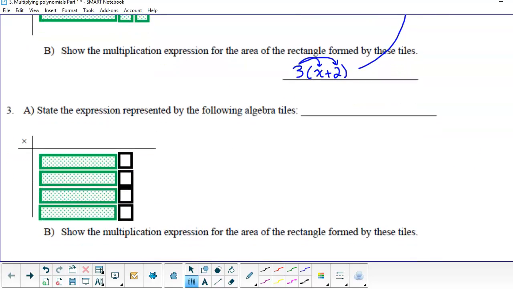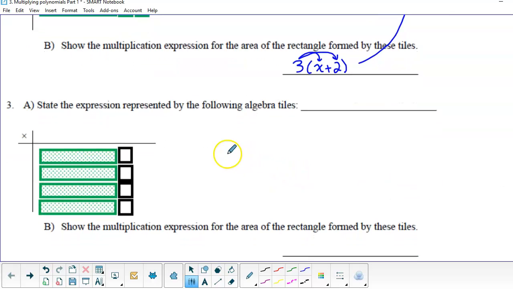Okay, so next one, same deal here. So we have x, oh sorry, let's count up. We have to look at how many tiles we have. So we have 4 x's, and we have 4 little boxes, but they're white. So that's -4 because they're negative. In terms of what we're multiplying, that dimension is x. This dimension is 1, but it's white, so it's -1.